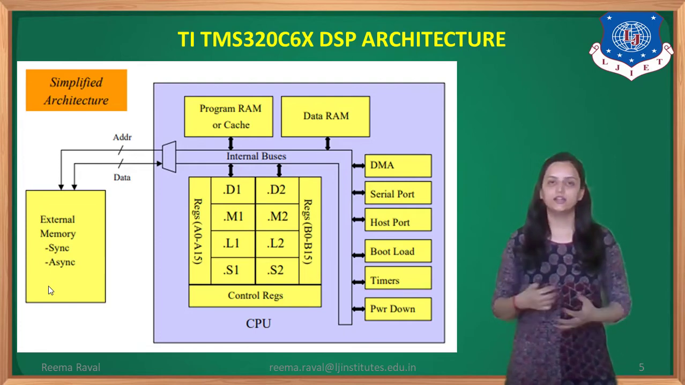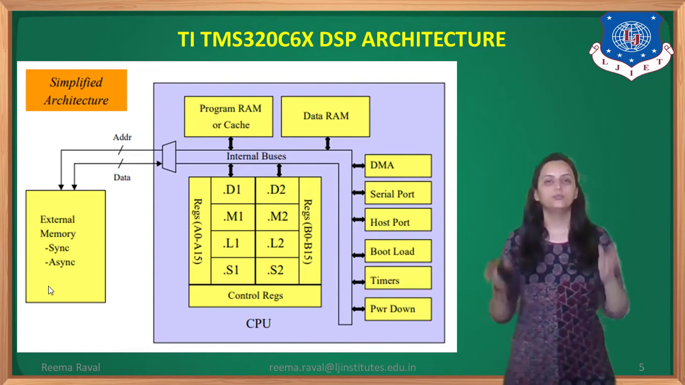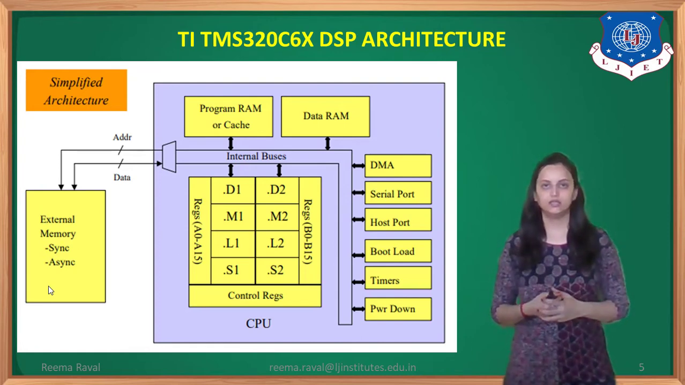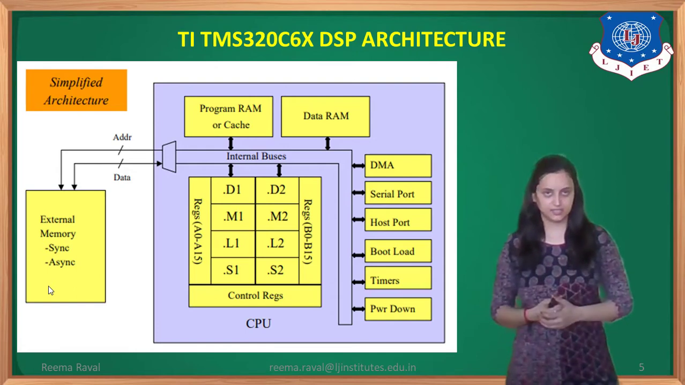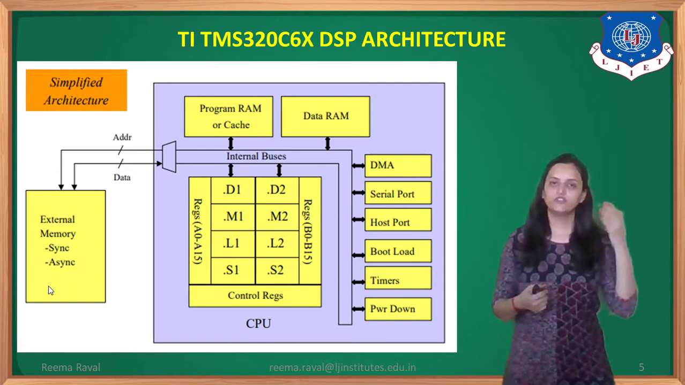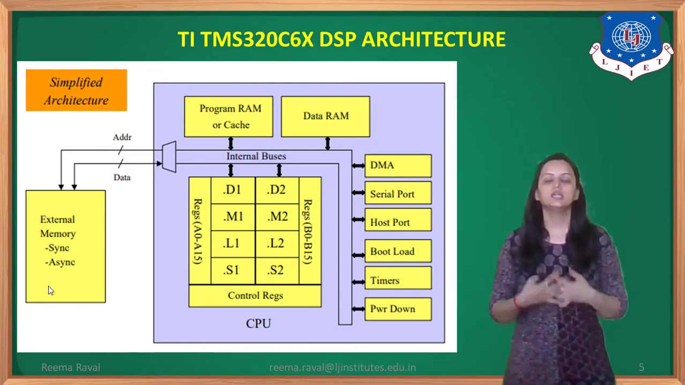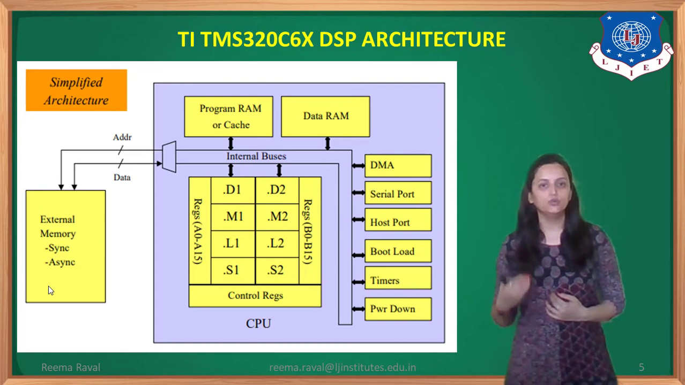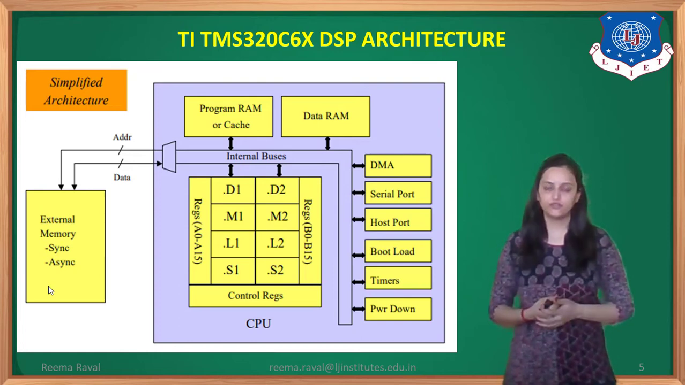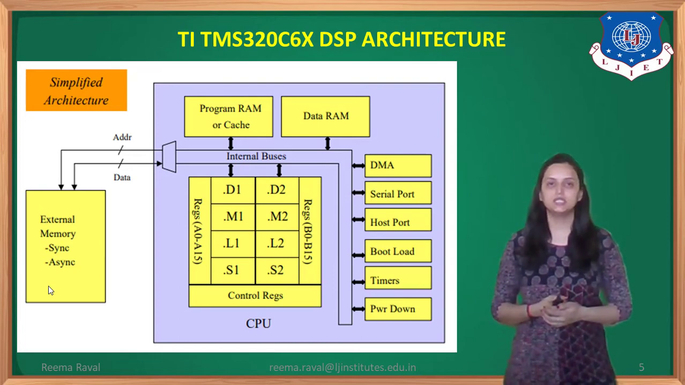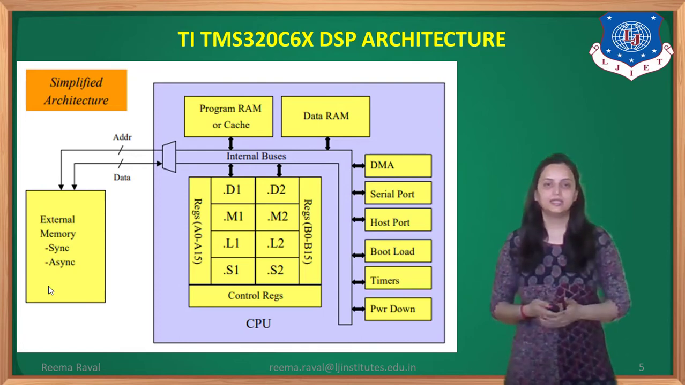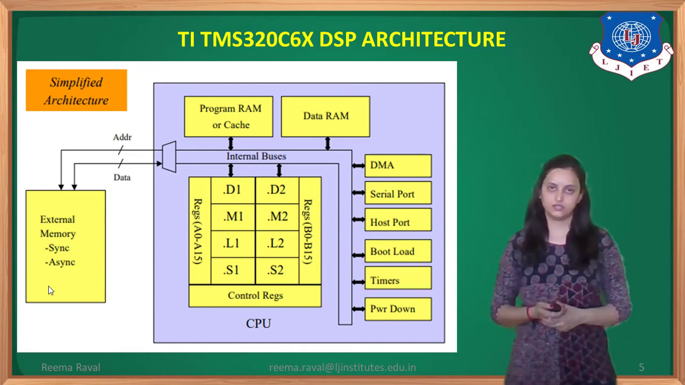At the center of the CPU, two parallel register files are there, starting from A0 to A15 and B0 to B15. What the registers D1, M1, L1, S1, D2, M2, L2, S2 stand for and what they store, we are going to see. And below that there are control registers.